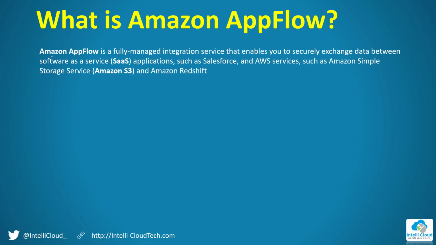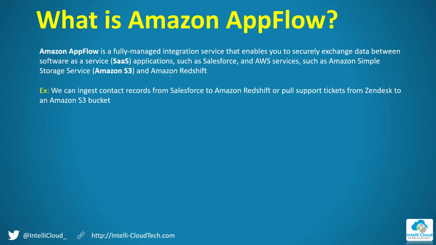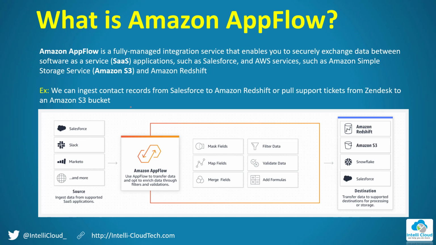Amazon AppFlow is a fully managed integration service that enables you to securely exchange data between software as a service applications such as Salesforce, Slack, Snowflake, and so on, to AWS services such as Amazon storage services, Amazon Redshift, etc. For example, we can transfer data from Salesforce to Amazon Redshift, or pull support tickets from Zendesk to an Amazon S3 bucket in different formats like CSV or JSON, etc.